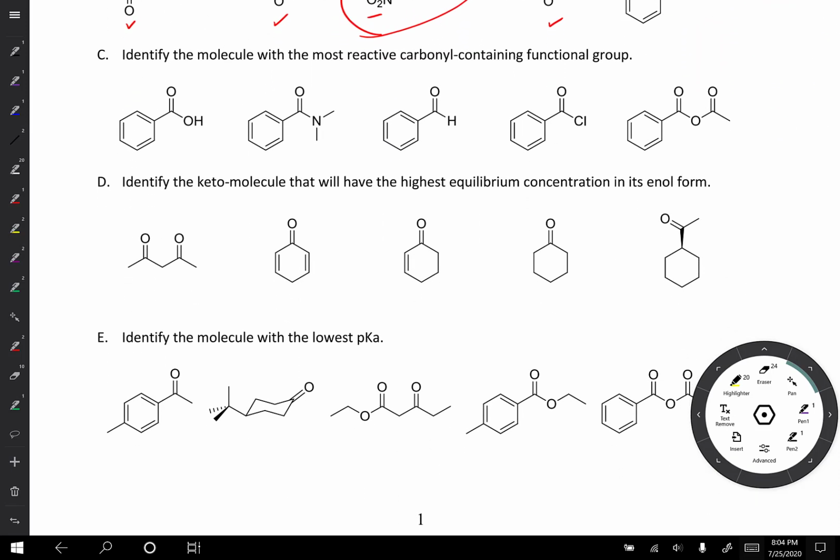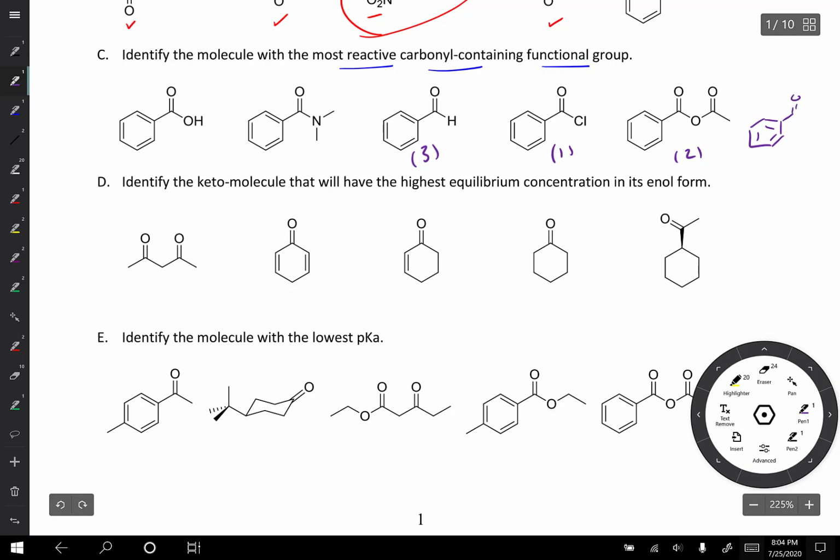Let's look at C. Identify the molecule with the most reactive carbonyl containing functional group. This one a lot of people got wrong on the quiz, so I think it's worthwhile that we go over this. Let's list these in order. The first one would be an acid chloride. Second in order would be an anhydride. What do you think the third in order is? It would be an aldehyde. We don't have it listed here, but if there was a ketone listed, that would be fourth. What's next? 5 would be our carboxylic acid.